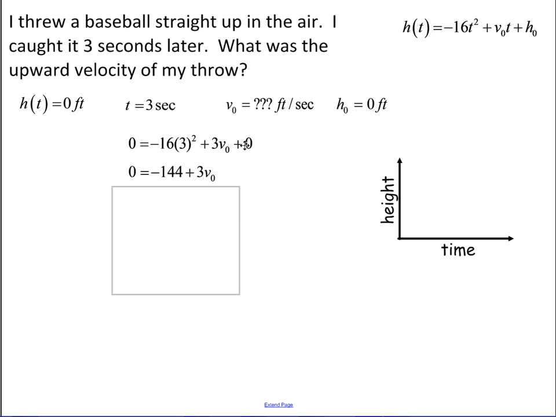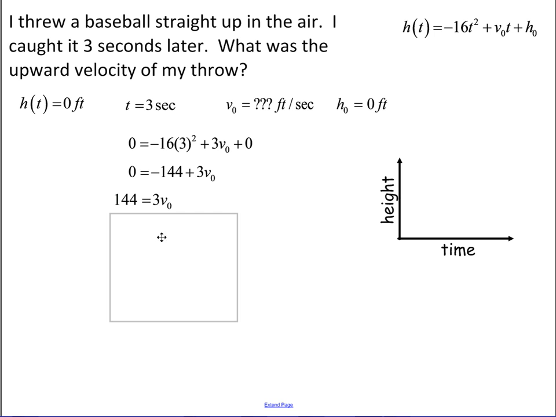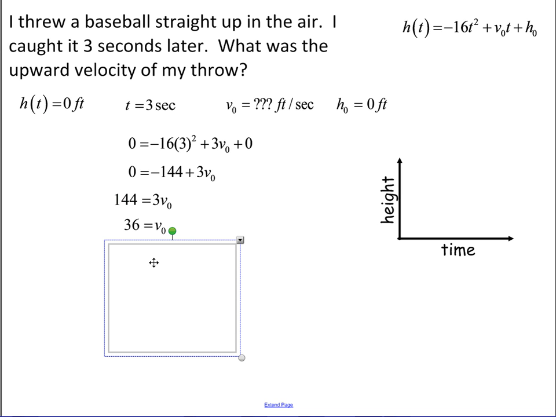Our 0 drops out, and this simplifies down to negative 144. Shift it to the other side of the equation by adding 144 to both sides, and then divide everything through by 3. And you're left with v naught equals 36, which means that in the context of this problem, the speed that I threw the ball in order to make it stay up for 3 full seconds was 36 feet per second.